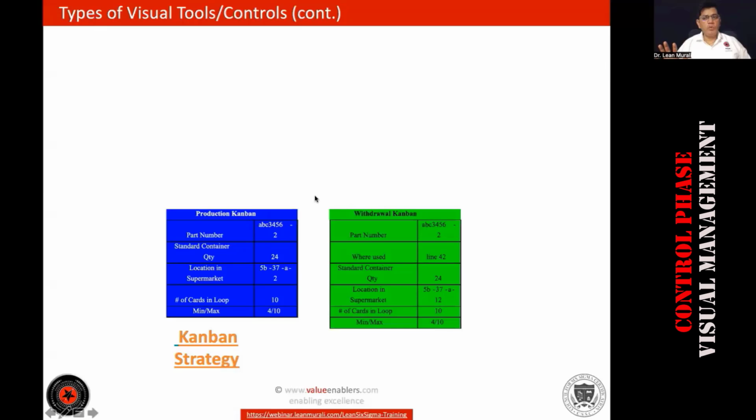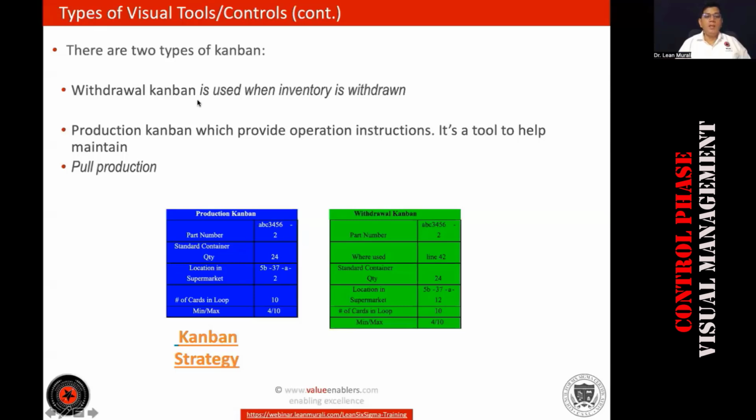But all that you need to know is there's something called a Kanban, which is a signaling card, which will tell you how much quantity to withdraw, when to withdraw, from where to withdraw, etc. There's something called withdrawal Kanban when the inventory is withdrawn, and production Kanban, which provides operation instructions.